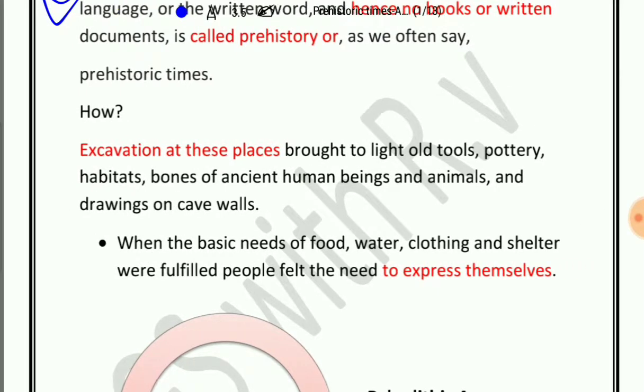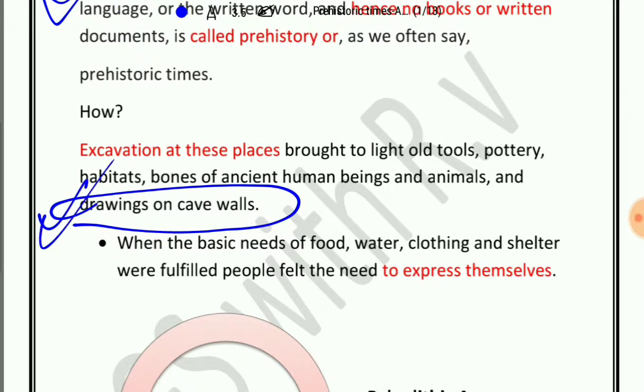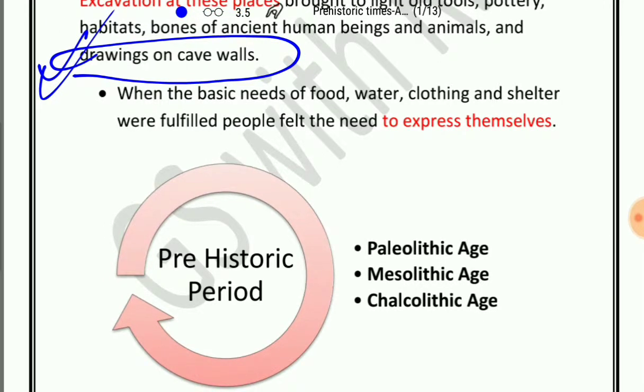In this chapter, we will basically focus on the drawings on the cave walls, and through the drawings on the walls of the caves, we will try to understand how the culture and art of India evolved from the prehistoric times. There was no history written of those time periods. So what happened actually is, when the basic needs of food, water and clothing were fulfilled, the people of the prehistoric times, or I will say of the Paleolithic time, felt that they needed to express themselves. So they started drawing on the walls of the caves.